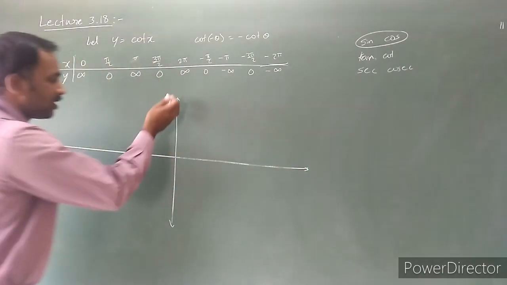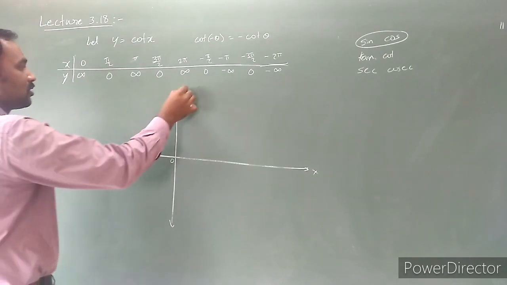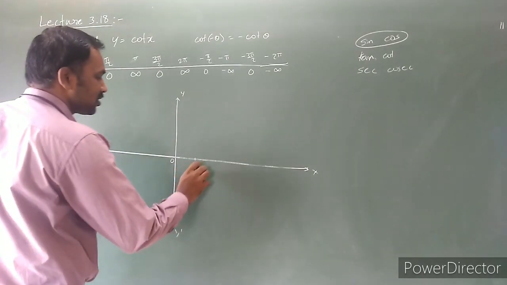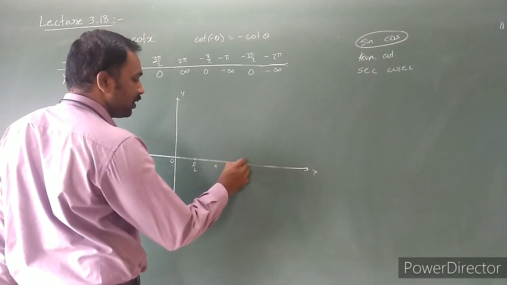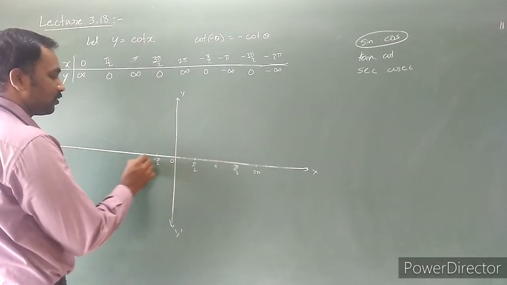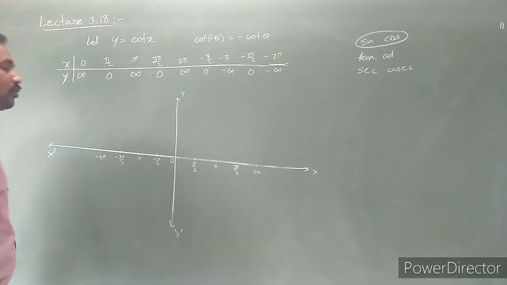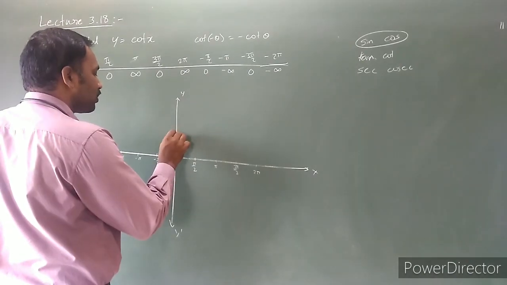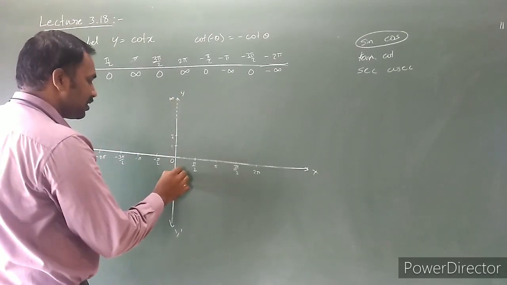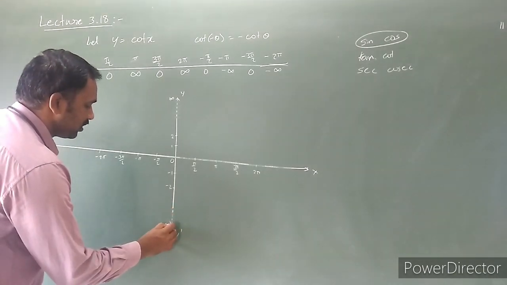This is the x axis and this is the y axis. Positive side of the x axis, negative side of the x axis. Positive side of the y axis, negative side of the y axis. On the x axis, 1 cm is equal to 90 degrees: pi by 2, pi, 3 pi by 2, and 2 pi. Here it is minus pi by 2, minus pi, minus 3 pi by 2, and minus 2 pi. Similarly, on the y axis, 1, 2, and so on up to positive infinity, and on the negative side, minus 1, minus 2, and so on up to negative infinity.